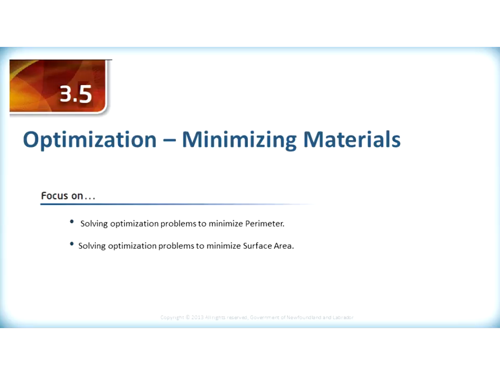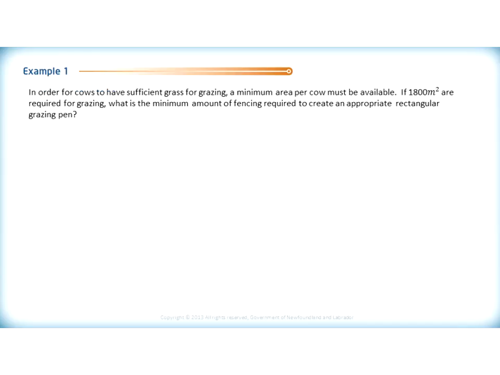We're going to solve optimization problems to minimize perimeters, and then we're going to solve optimization problems to minimize surface area. Let's get right down to some questions. In order for cows to have sufficient grass for grazing, a minimum area per cow must be available. Okay, so if 1,800 square meters are required for grazing, for I guess some farm or something, what is the minimum amount of fencing required to create an appropriate rectangular grazing pen?